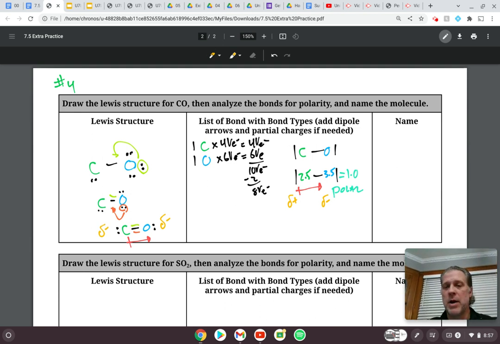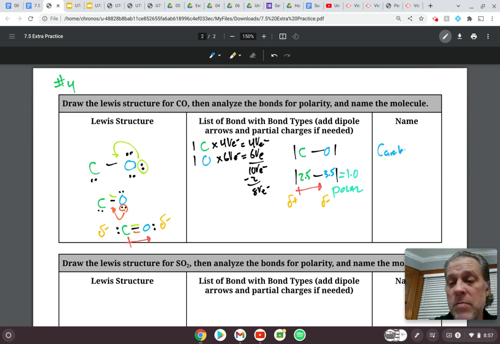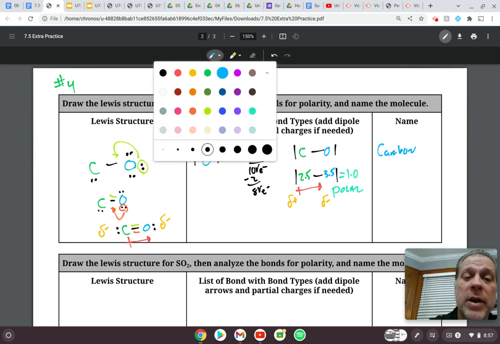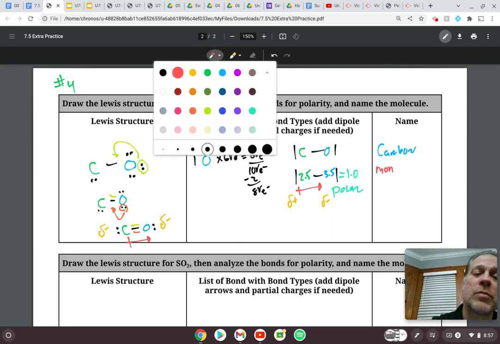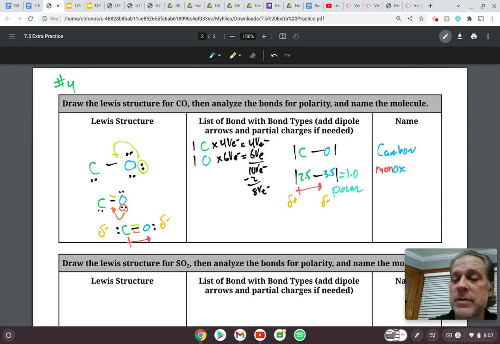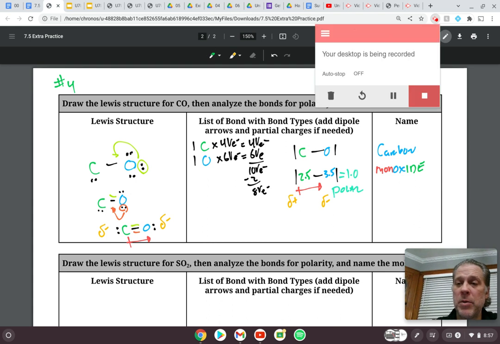And then I'm going to go ahead and write the name for this structure. And since it's just carbon and oxygen, the first one is going to be just carbon. And since there's only one oxygen, I'm going to have to remember that I need to write mono. And it's ox, and we're going to change it to ide, carbon monoxide. All right, so that's the solution for problem number 4 on this worksheet. Hopefully this helped if you had questions.